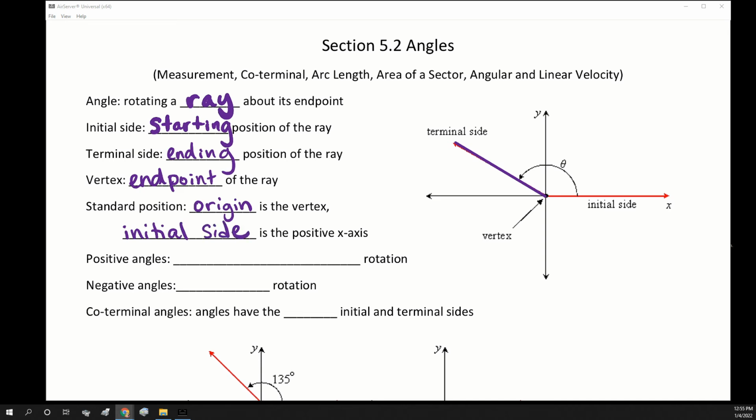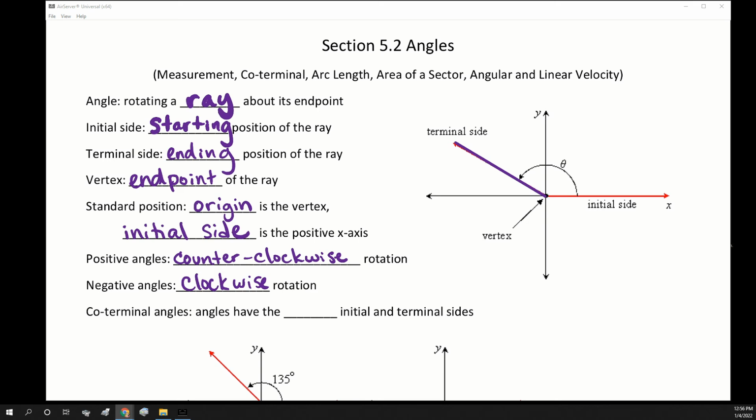Now, all positive angles are going to have a counterclockwise rotation. So that one that I drew a second ago is considered a positive rotation. That would be a positive angle. And then negative angles have a clockwise rotation.